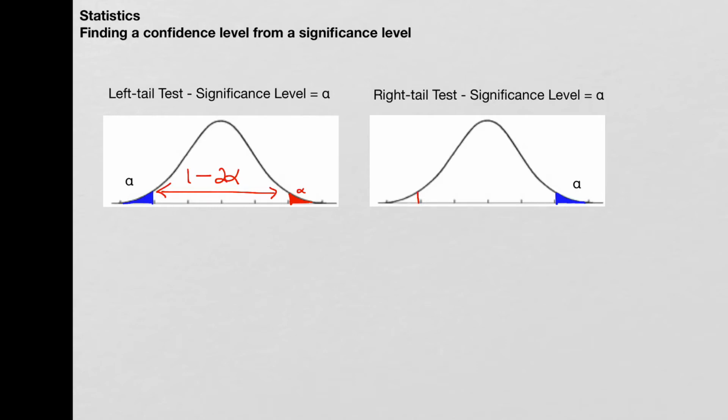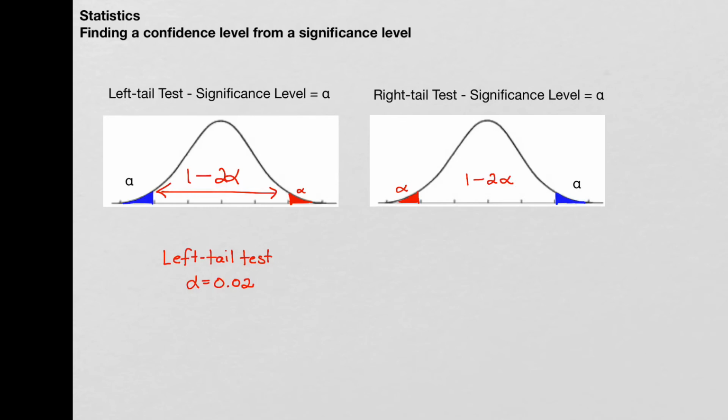So again, with a right tail test, I'm just going to fill in the alpha on the left-hand side. And then our area in the center is again 1 minus 2 alpha.